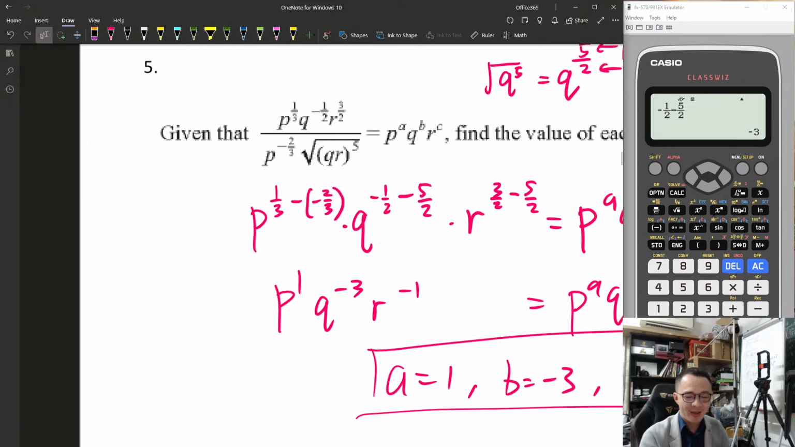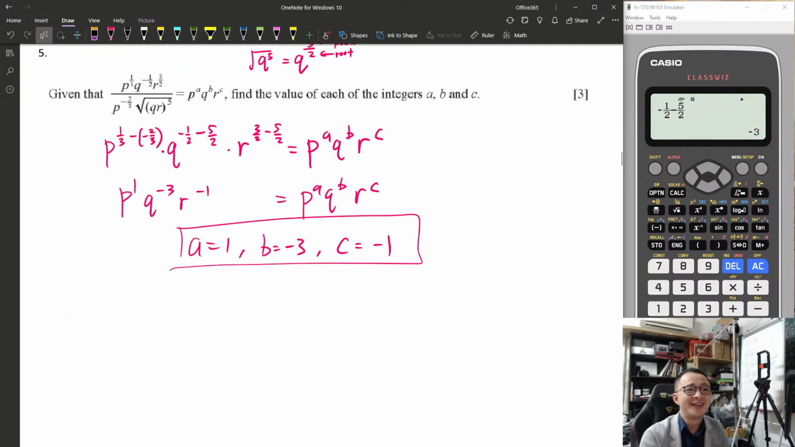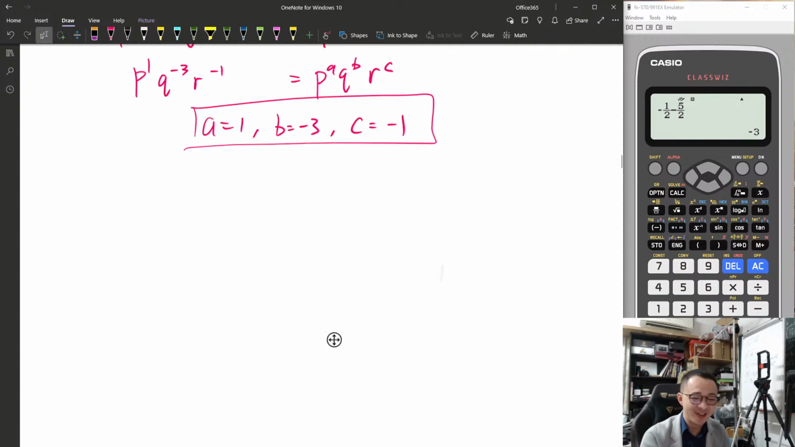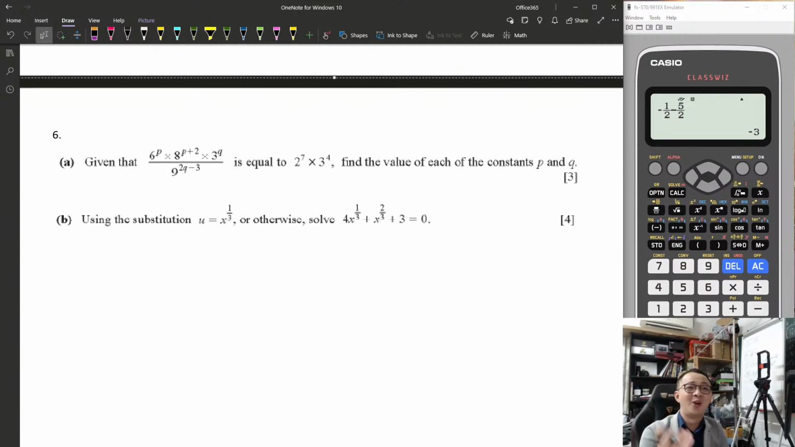Alright, so this is how easily we solve this kind of 3-mark question. It's not too bad. If you get the idea, you should be able to solve this kind of question really fast. And because I know most of you are having the exam in October, it's just 3 months away.